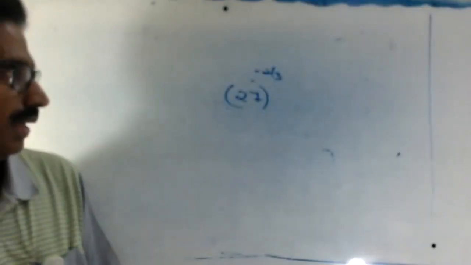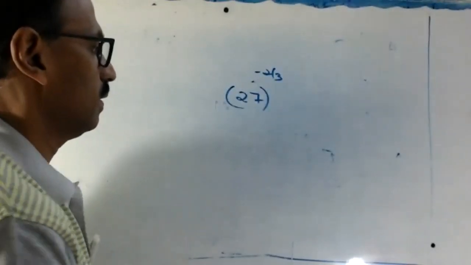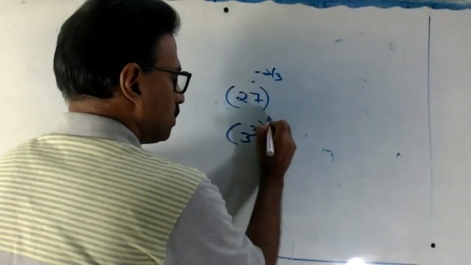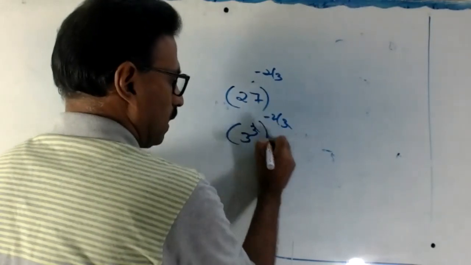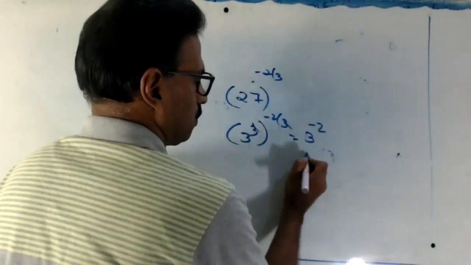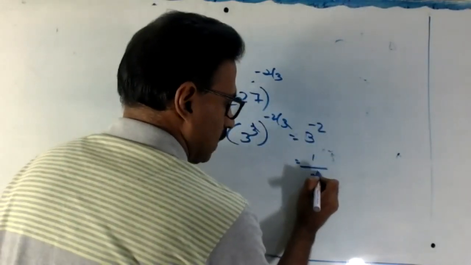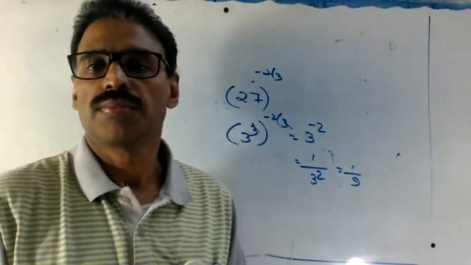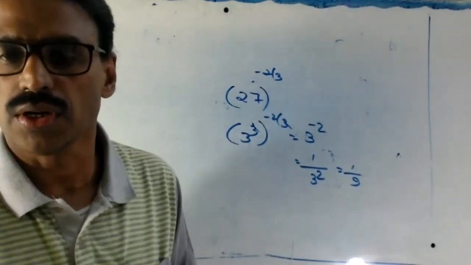Okay, look at here. Now, this one, look, 27 we can write 3 cube whole raised to minus 2 by 3. Cancel 3 raised to minus 2. That is 1 by 3 square equal to 1 by 9. Okay. So, we all got.